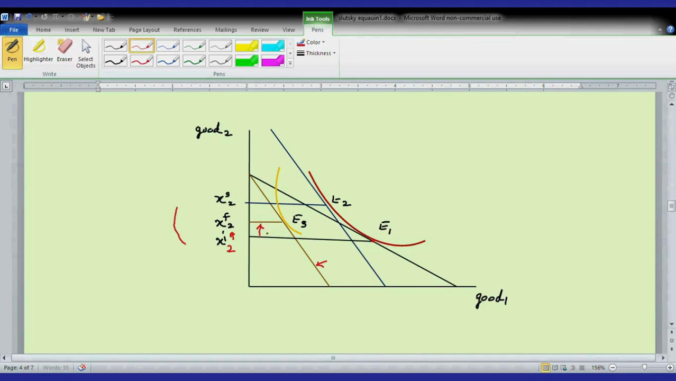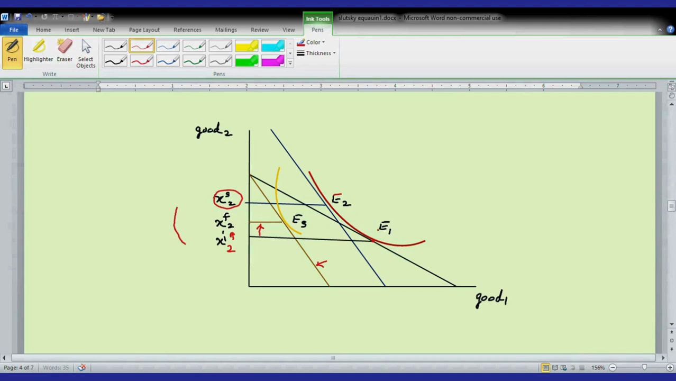So this is your total effect, and when you compensate the household for the loss in real income to the extent that the household is just able to attain the previous level of satisfaction, we see that the new equilibrium occurs at point E2, and we see that the household with this compensation will consume X2S units of good 2.